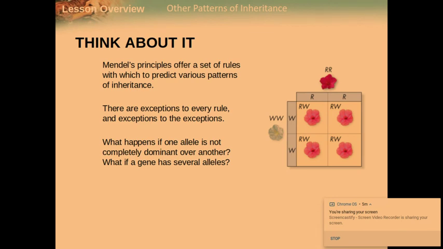Mendel's principles offer a set of rules which lead to very predictable patterns of inheritance. There are exceptions to every rule and exceptions to the exceptions. So what happens if one allele is not completely dominant to the other? And this happens a lot. So far what we've been dealing with are very, very genetically simple things, but not everything works that way.